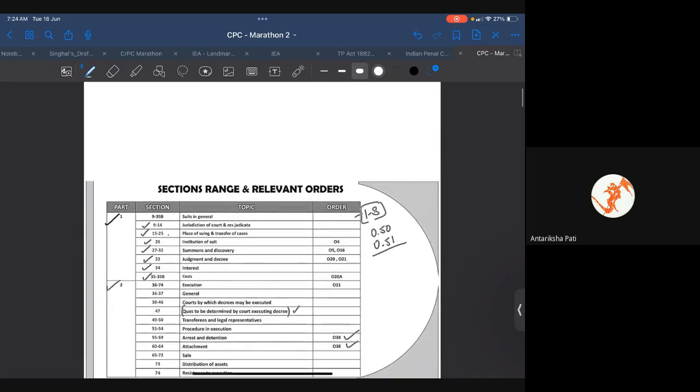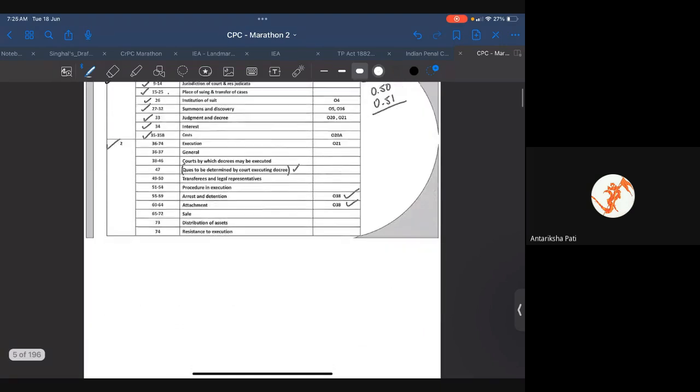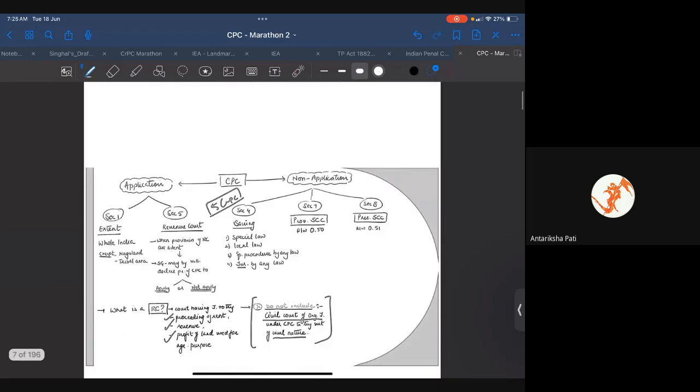Now, the sections and their relevant orders are there in the table. You may have a look; I need not discuss it. Okay, now let's come directly to the sections.